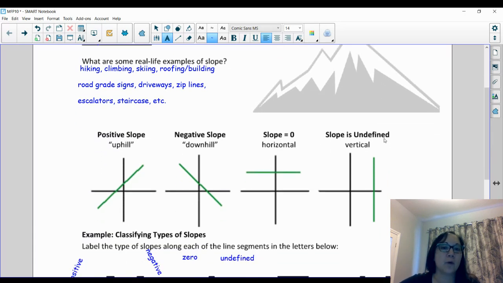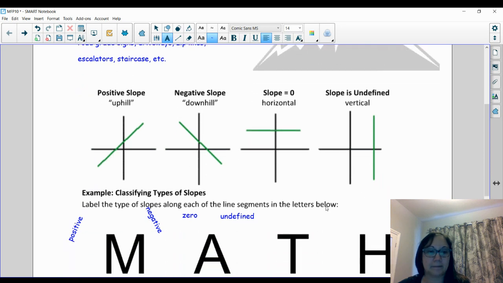So we have 4 different categories that we will say slopes are categorized into. So the first is a positive slope, which is as you go to the right, you're going up. In other words, it's like an uphill climb. A negative slope is like a downhill as you go to the right. Horizontal means you have a slope of 0, like on a lot of the prairies. And an undefined slope is if you have a vertical slope like this.